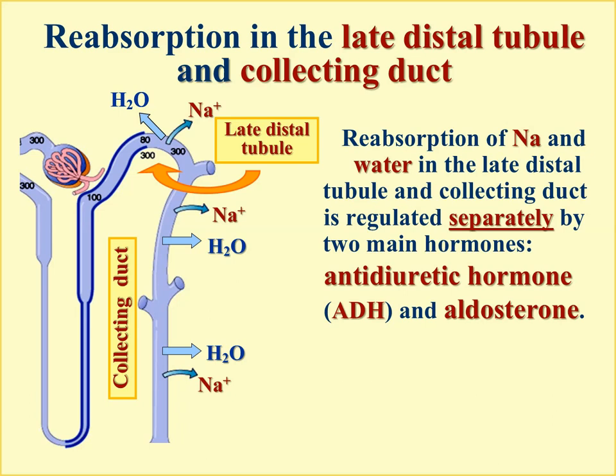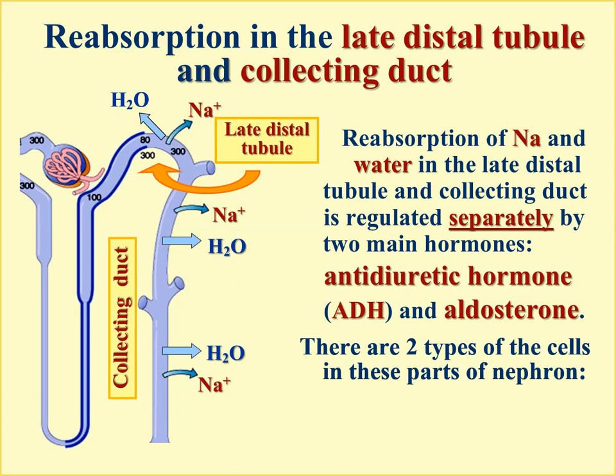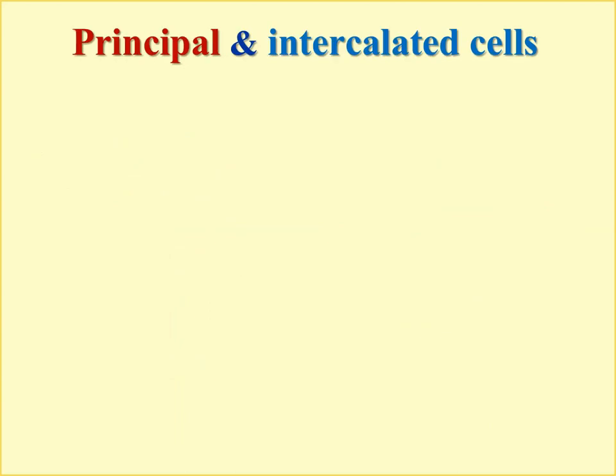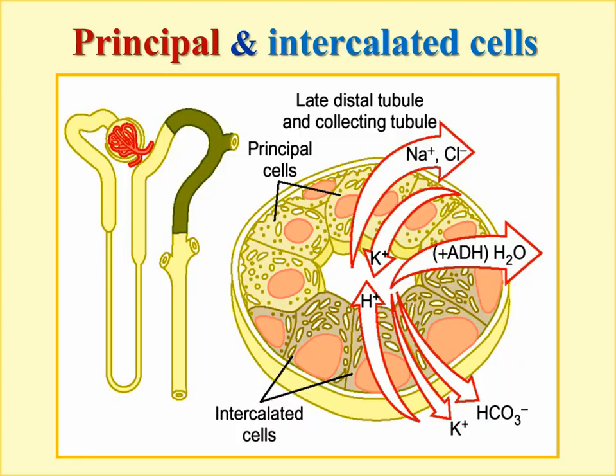To understand the functioning of these late distal tubules and collecting ducts, we need to know that there are two types of cells in these parts of the nephron: principal cells and intercalated cells, spaced between the principal cells. Now let's observe the functioning of these two types of cells. Principal cells reabsorb sodium and chlorine, and also secrete potassium into the lumen.